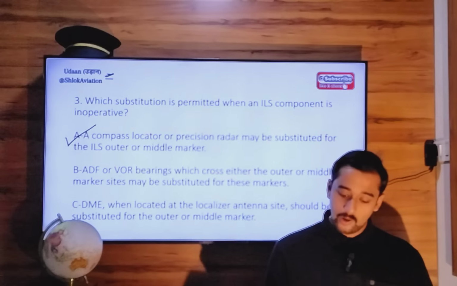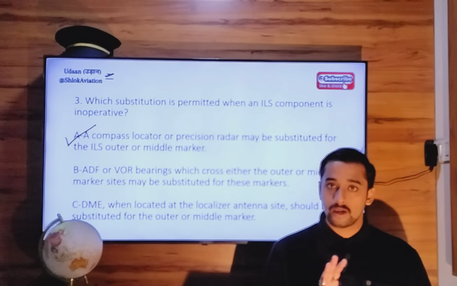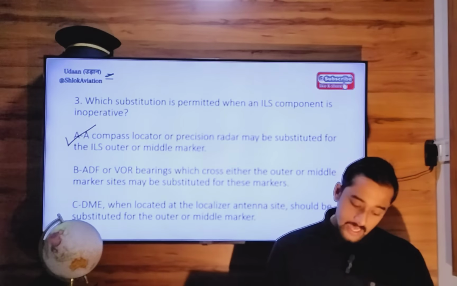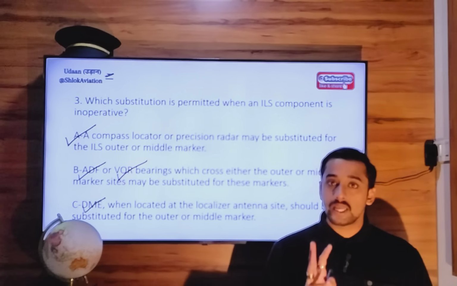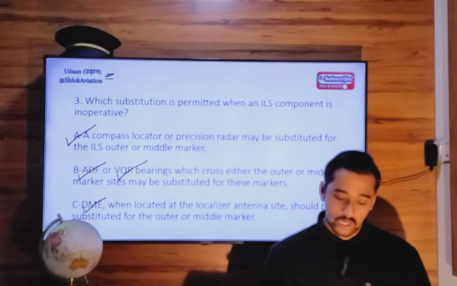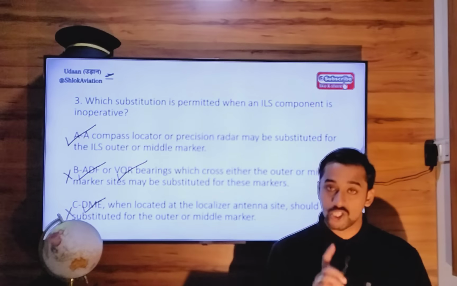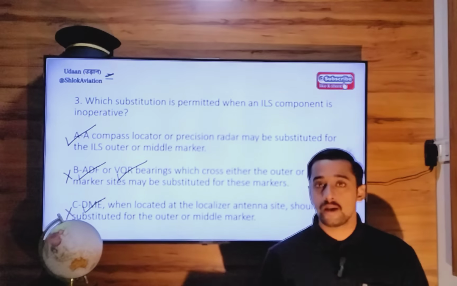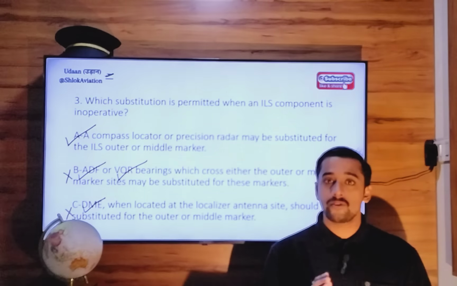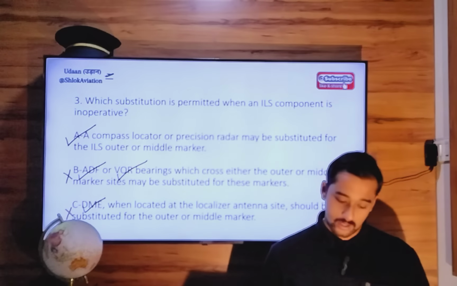A compass locator or precision radar may be substituted for outer marker or middle marker. Okay, outer as well as middle marker. ADF, VOR, DME, these three equipments may only substitute the outer marker, not middle marker. So remember this. That's why Bravo and Charlie are wrong. Alpha is the right, because precision radar or compass locator may substitute both outer marker and middle marker. On the other hand, ADF, VOR, and DME equipments may substitute only outer marker, not middle marker.